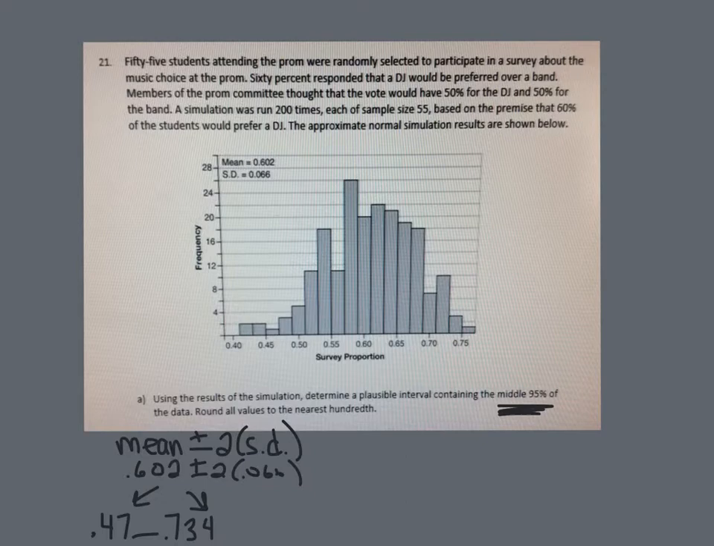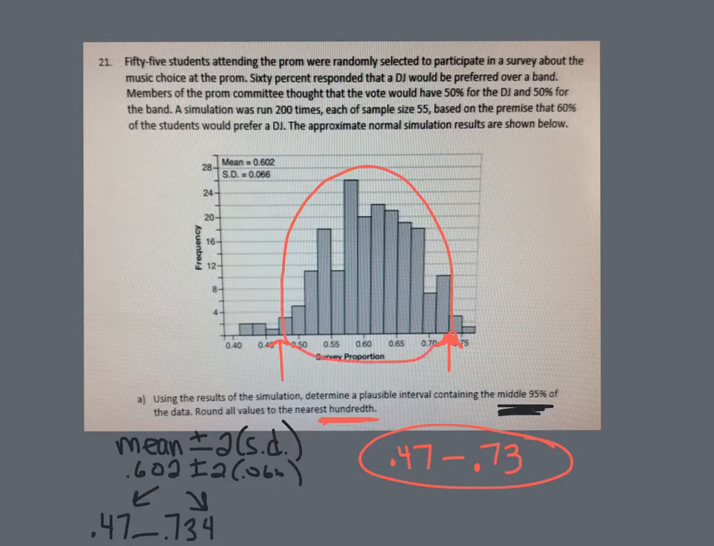Now, they do say they want us to round all values to the nearest hundredths, to the nearest 2 decimal places. So the middle 95% of the data lies in the interval between 0.47 and we're going to round that to 0.73. Okay, and you could see, 0.47 occurs right there, and 0.73 occurs right there, so it's kind of hard for me to line up on the point. So this right here is the middle 95% of our data, or the 95% confidence interval.